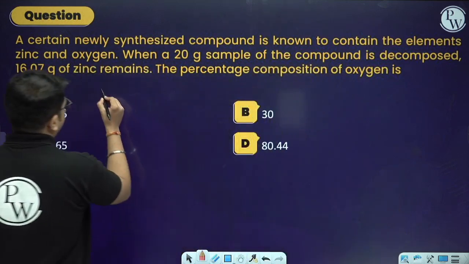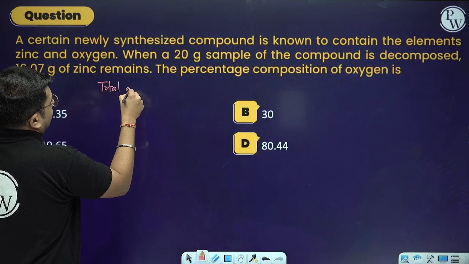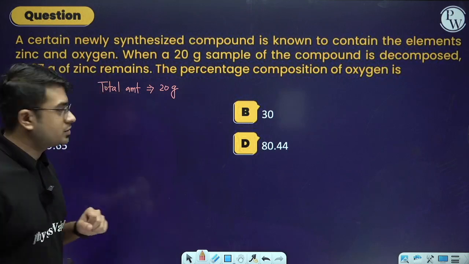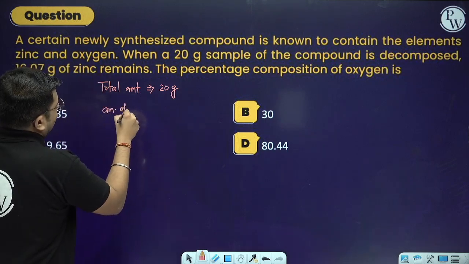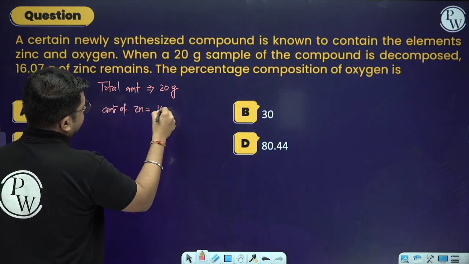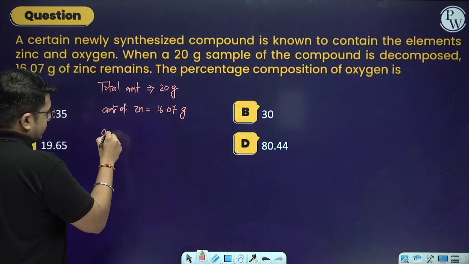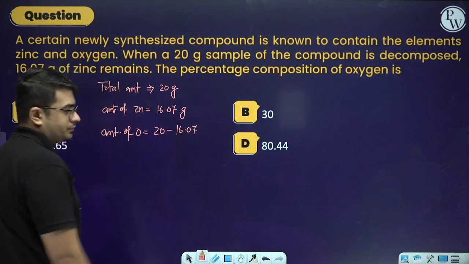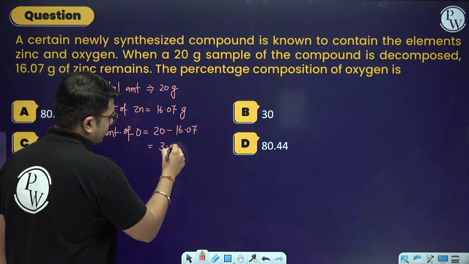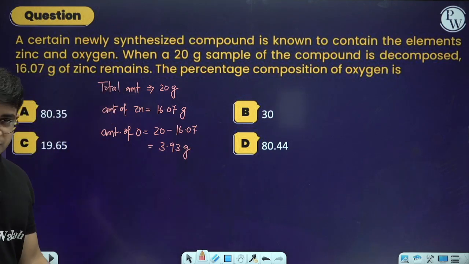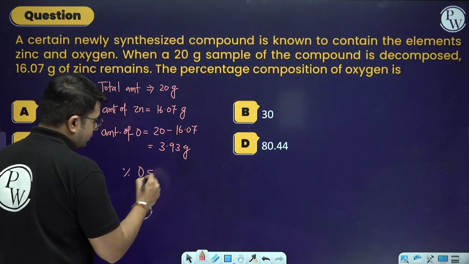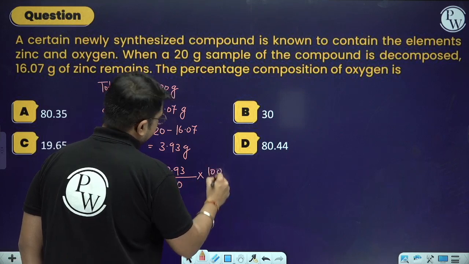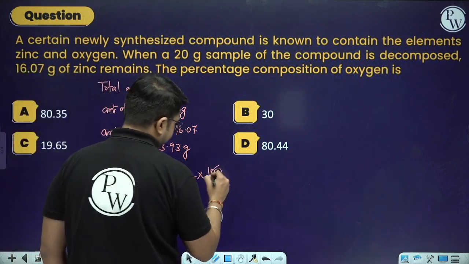So we know that total amount is basically 20 gram and it has only two components, zinc and oxygen. Amount of zinc is basically 16.07 gram. So I can say the amount of oxygen will be 20 minus 16.07, that will be 3.93 gram. Now it's very easy. You know that percentage composition of oxygen will be amount of oxygen in the sample divided by the total amount multiplied by 100.